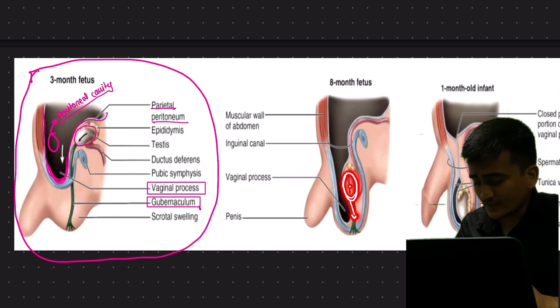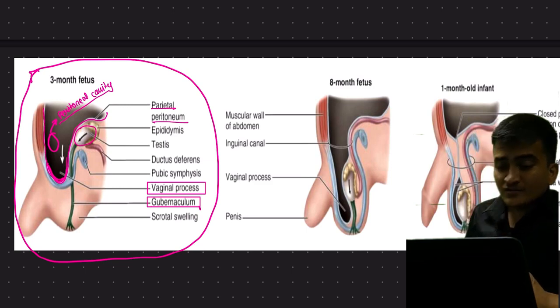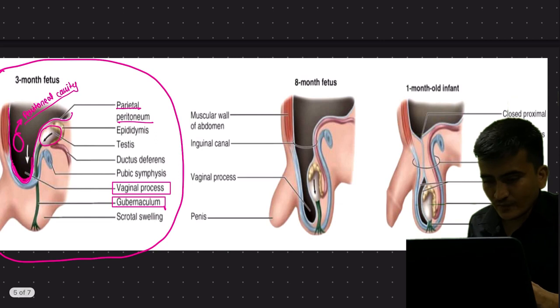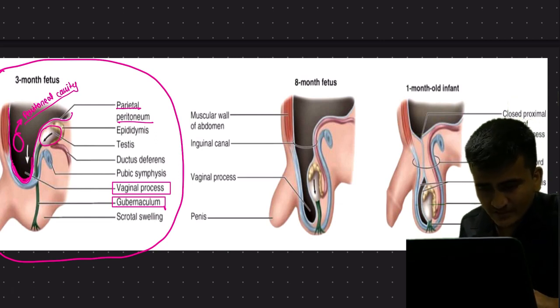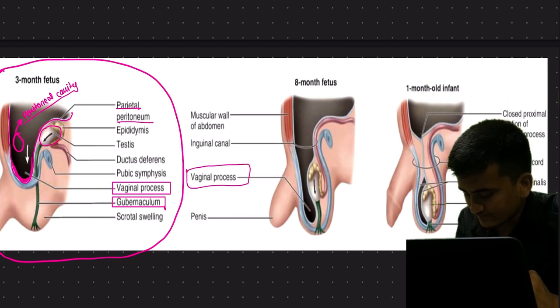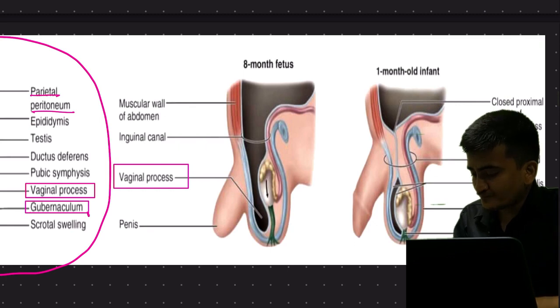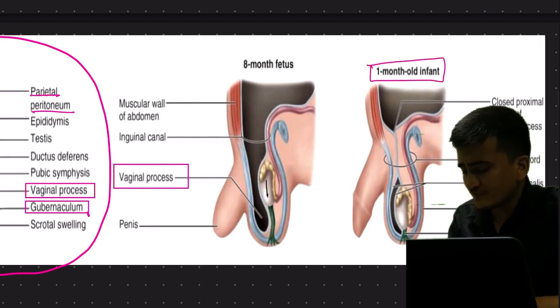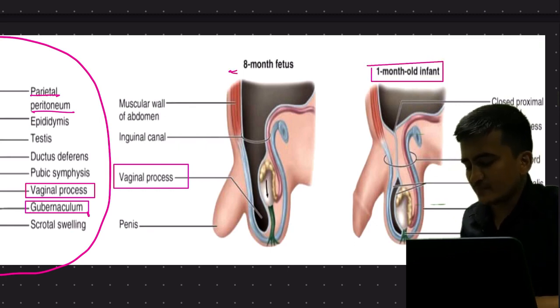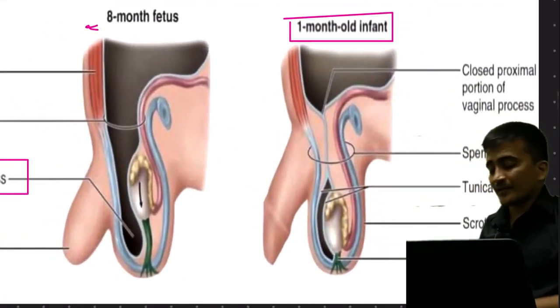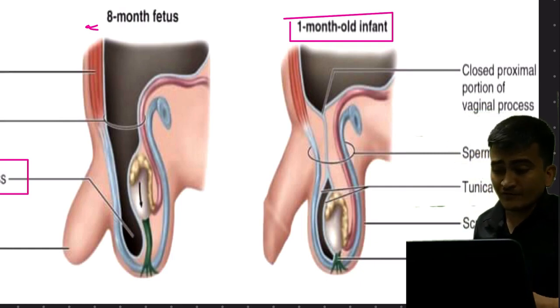Now this will form tunica vaginalis. What I said is tunica vaginalis, right? This is our vaginal process. Now in 1 month old infant, this was 8-month fetus. Now the child is already born, right? Now what will happen in 1 month old infant?